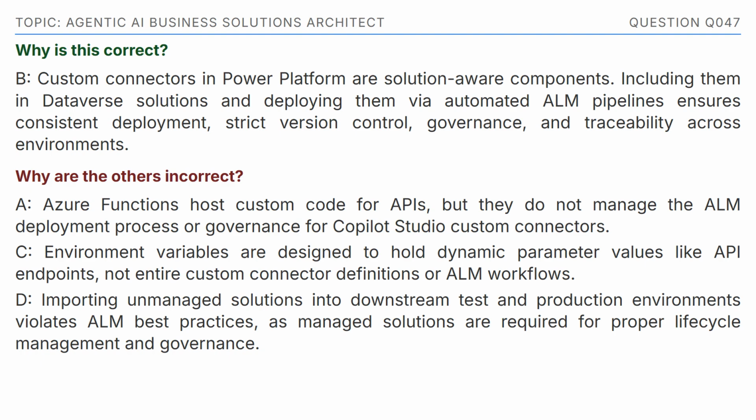Why are the others incorrect? A. Azure Functions host custom code for APIs, but they do not manage the ALM deployment process or governance for Copilot Studio custom connectors. C. Environment variables are designed to hold dynamic parameter values like API endpoints, not entire custom connector definitions or ALM workflows. D. Importing unmanaged solutions into downstream test and production environments violates ALM best practices, as managed solutions are required for proper lifecycle management and governance.